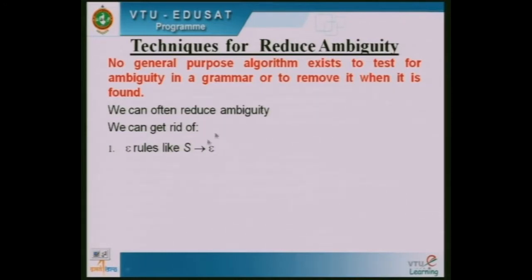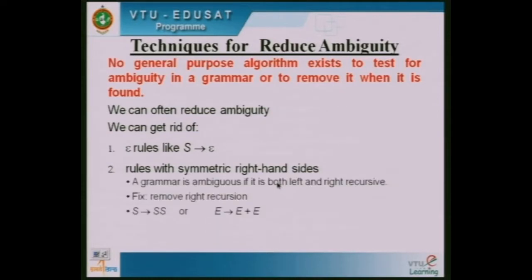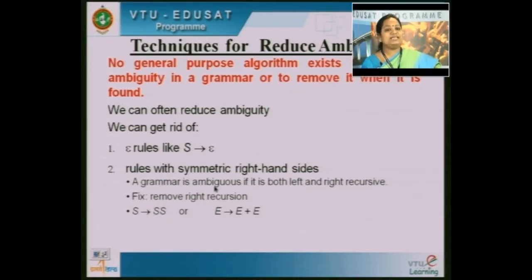If I have S tends to epsilon, then such productions are called epsilon productions. If eliminated, they reduce the ambiguity. How? We will see an example. Next, rules with symmetric right hand sides lead to ambiguity. If those rules are eliminated, we reduce ambiguity. For example, S tends to SS, E tends to E plus E, such rules are symmetric.